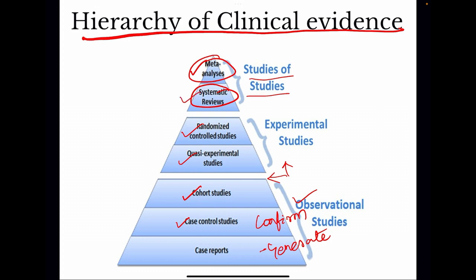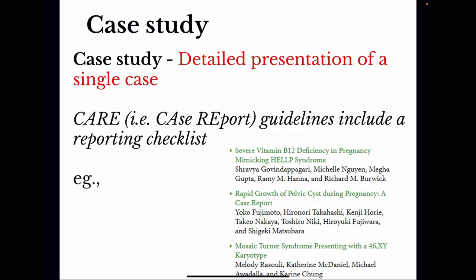Down is the systematic reviews, below which is the randomized control trial. The base will be filled with descriptive studies, case reports, case series, editorials, commentaries, etc. Now first we will go to the case study, or otherwise called case report.